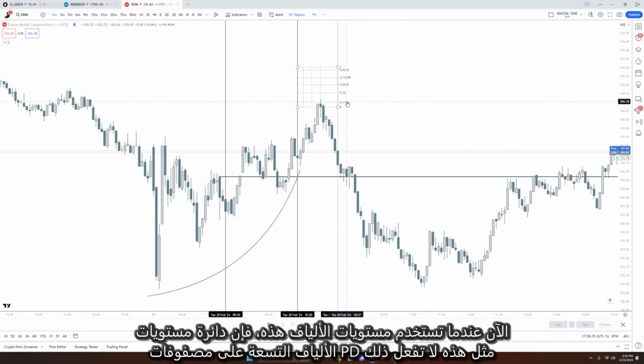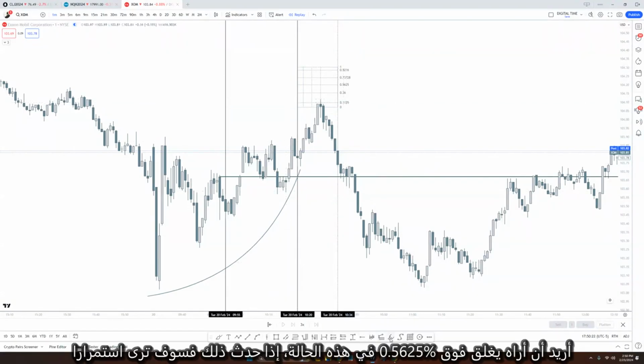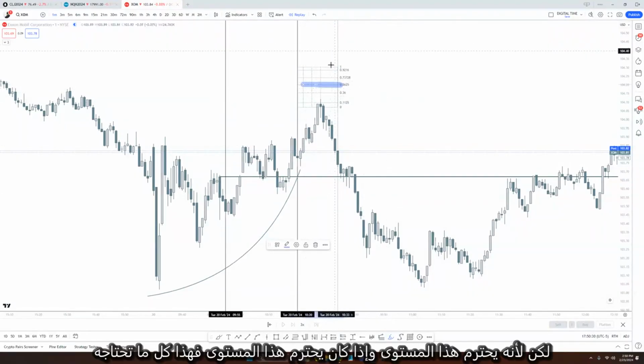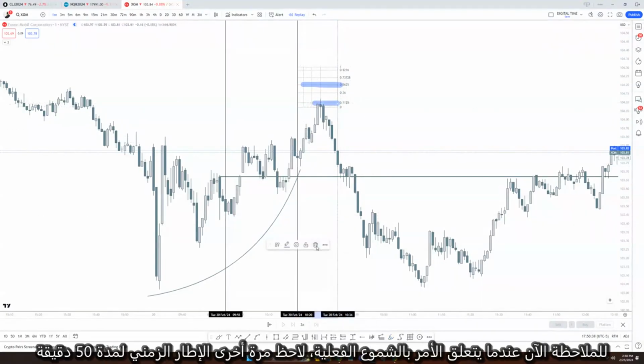Now, when you use these fib levels, the circle of 9 fib levels on PD arrays like this, you don't want to see it close above the 56.25 in this case. If it does, you're going to see continuation. But because it is respecting this level, and if it respects that level, then that is all you need to observe.